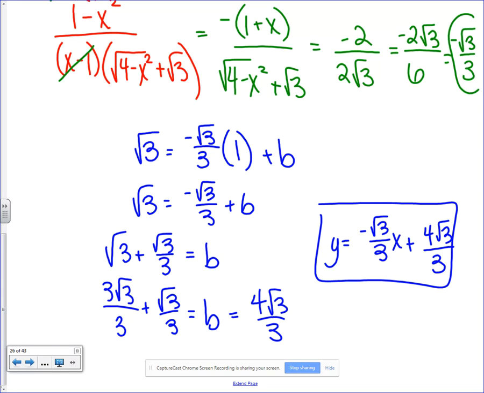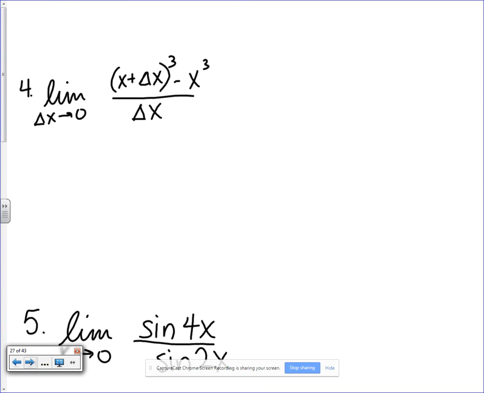Okay, so that is all of the homework or notes I have for you for today. Your homework is a combination of both of these types of problems.